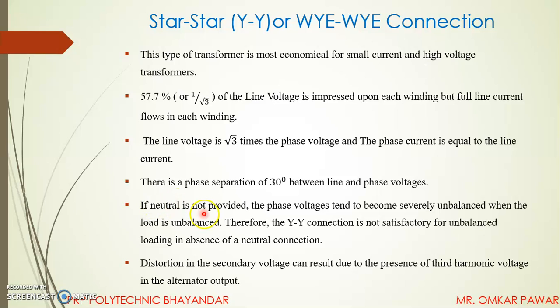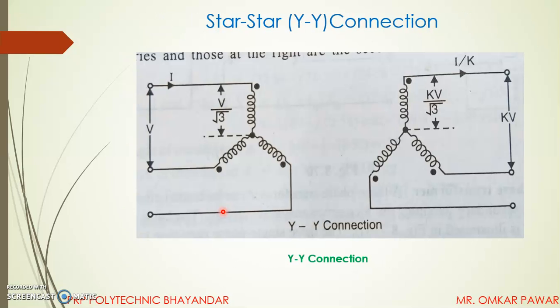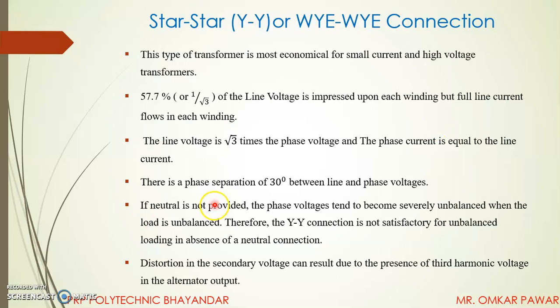So if neutral is not provided, that is in star connection, there is an arrangement that we can add a neutral in order to make that connection three phase 4 wire. But if neutral is not provided, the phase voltages tend to become severely unbalanced when the load is unbalanced. So therefore, star-star connection is not satisfactory for unbalanced loading in absence of neutral connection.